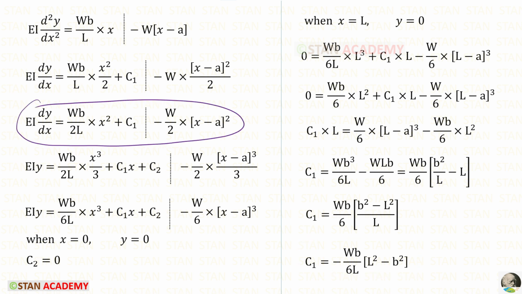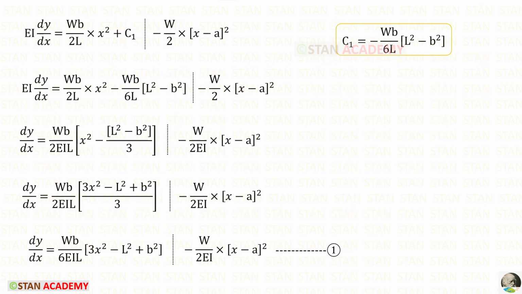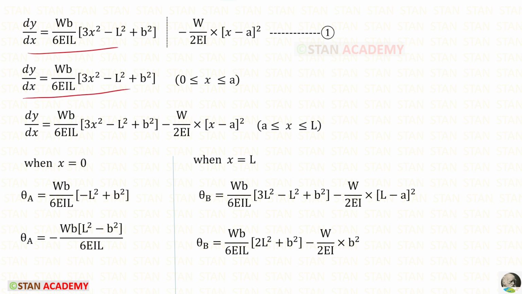First let us take the slope equation. In the slope equation, let us apply the expression for C1. From these two terms we can take WB upon 2L outside, and let us take EI on the other side, so it will come in the denominator. For these two terms we can take LCM. 2 into 3, it will be 6. Let us keep this equation as number 1. Using this expression we can find the slope at any point. When x varies from 0 to a, we need to take the whole expression. This expression is used to find the slope at any point when x varies from a to L.